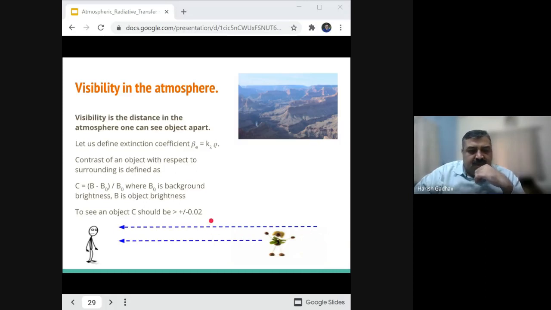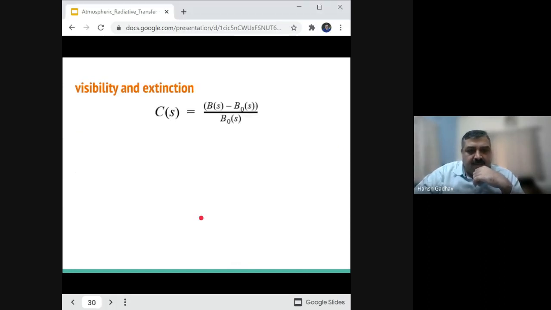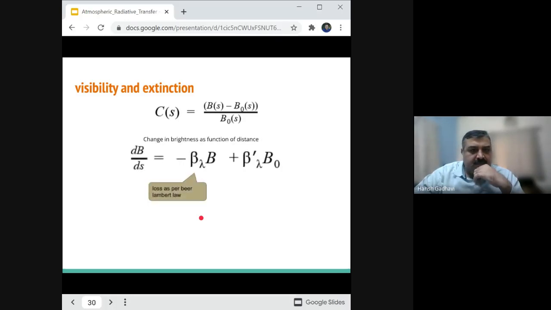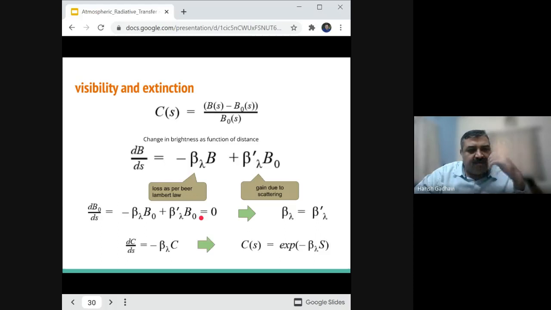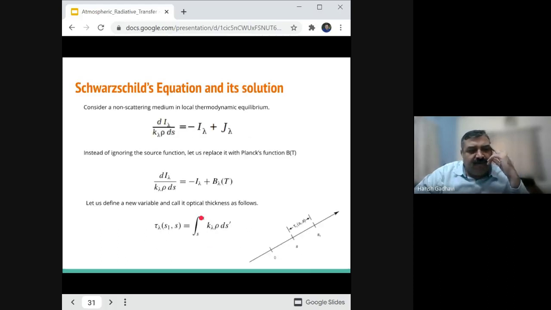Anyway, this we have seen. This equation we have derived, so no need to go again into the details. Okay, one more definition that we saw was optical thickness. And what is optical thickness? Optical thickness is an integration of the extinction coefficient, k into rho, integrated over a certain distance, ds, from s to s1. That is the optical thickness.